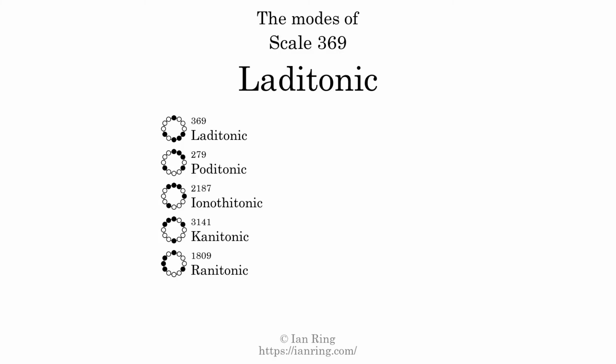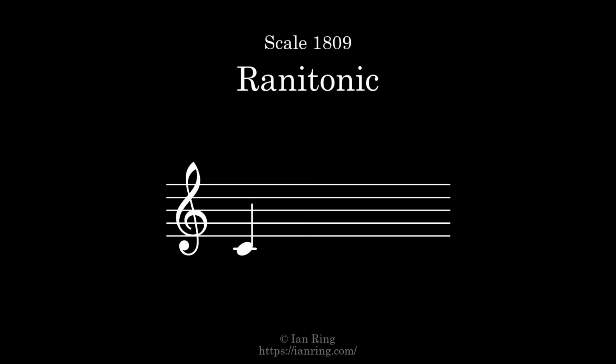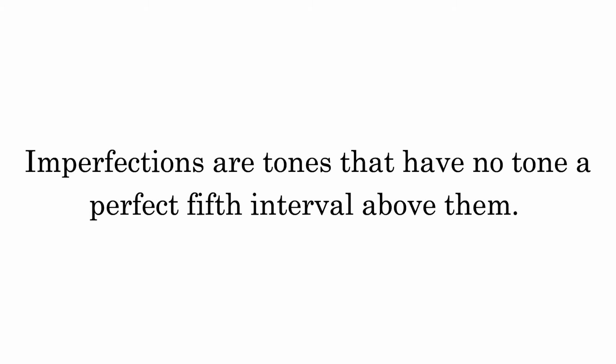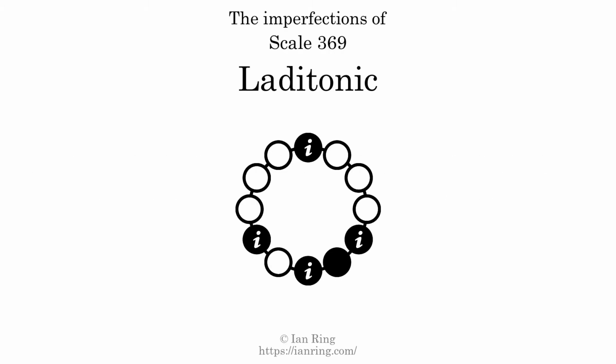The fifth and last mode is scale 1809, also known as vanatonic. It sounds like this. Imperfections are tones that have no tone a perfect fifth interval above them. This scale has 4 imperfections.